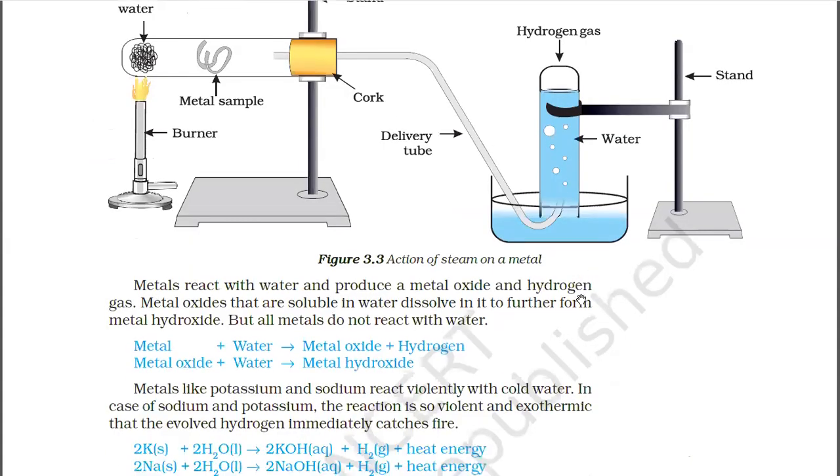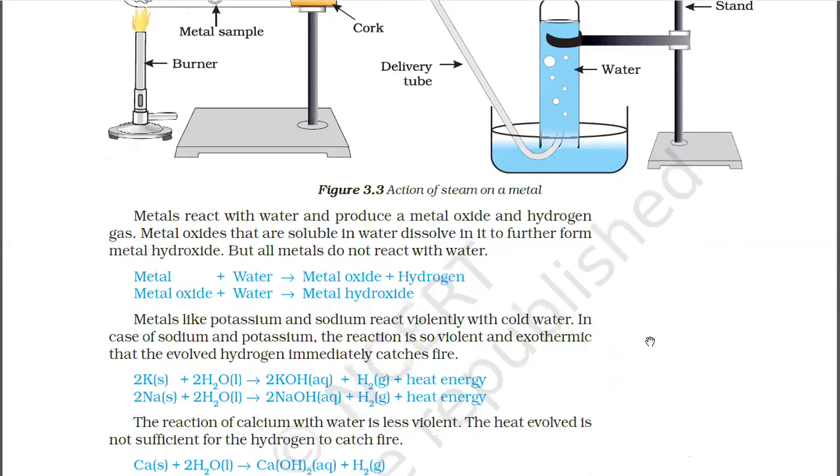Metals react with water and produce a metal oxide and hydrogen gas. Metal oxides that are soluble in water dissolve in it to further form metal hydroxide. But all metals do not react with water. Metal plus water gives metal oxide plus hydrogen. Metal oxide plus water gives metal hydroxide.